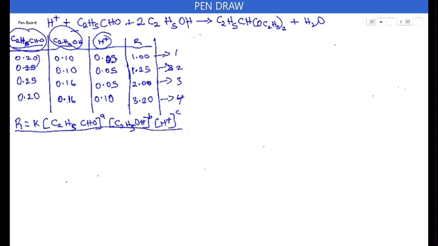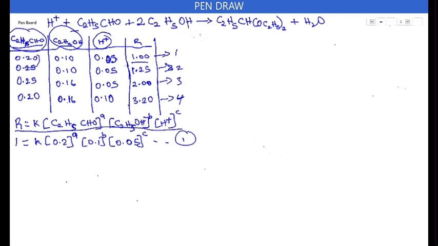Good. So let's start from 1. From 1, our R is equal to 1, so we can say 1 is equal to k, which is a constant value, times the concentration of C2H5CHO, which they give us as 0.2 for equation 1. Don't forget that it is raised to the power A. Then the concentration of C2H5OH, that is ethanol, is 0.1 according to equation 1, and the concentration of H plus is 0.05. This is raised to the power B, this is raised to the power C. We shouldn't forget. So let's call this equation 1.